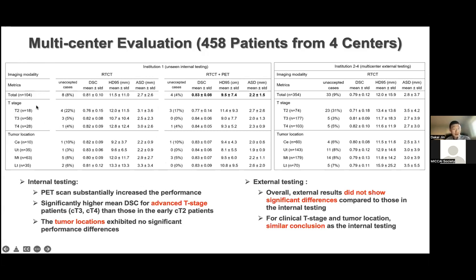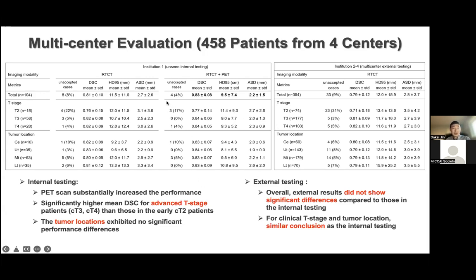When you take a look at the subgroup analysis, we see that the early stage T2 patients have a relatively low performance. This is also pretty much understandable, because for esophageal cancer, when it's at an early stage, T1, T2, the tumors are still small in the mucosa layers, so those may not be very visible from the images.